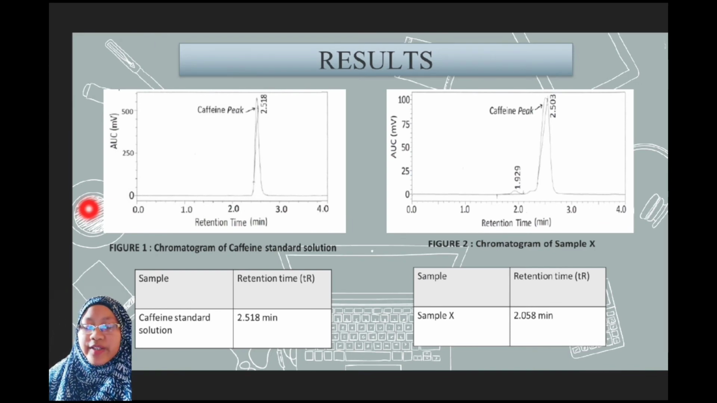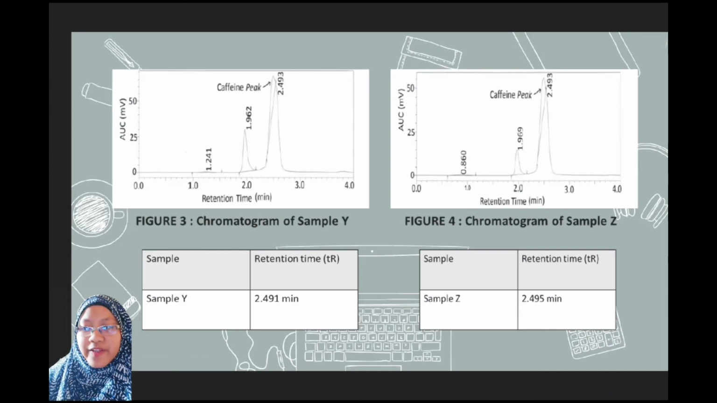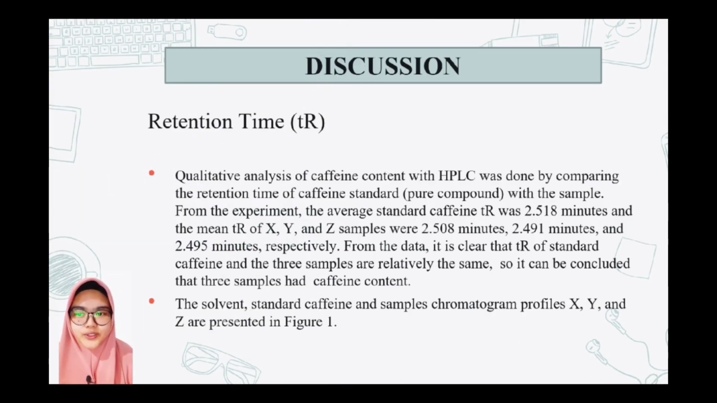So for figure 1, we got a chromatogram result of caffeine standard solution that has a retention time of 2.518 minutes. And figure 2, we got a chromatogram result of sample X that has a retention time of 2.058 minutes. For figure 3, we got a chromatogram result of sample Y that has a retention time of 2.491 minutes. And for figure 4, we got a chromatogram result of sample Z that has a retention time of 2.495 minutes.